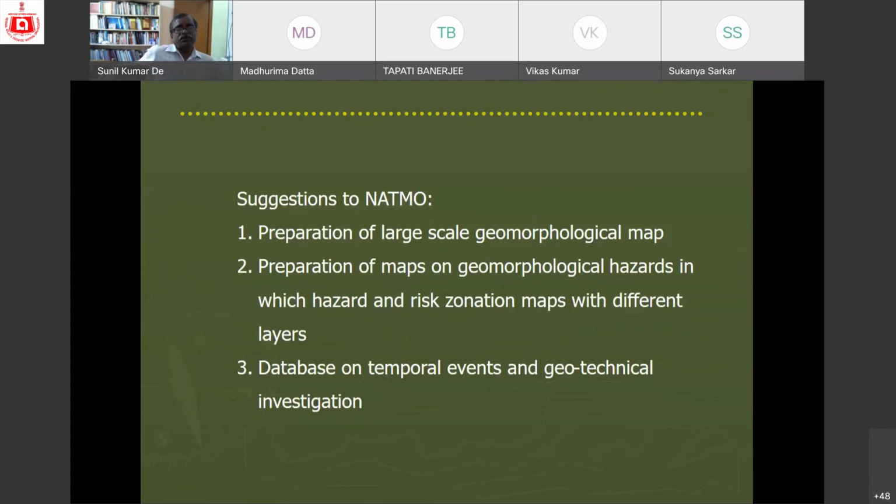Number two, preparation of different layers, from geomorphology, vegetation cover, land use, land cover, in order to prepare different hazard and risk zonation maps. So this may be a very good atlas. We can try just from one area. After that, we can proceed further. And at the end of that atlas, we can include the database on temporal events. Although for individual landslides, it will take a long time, at least some of the geotechnical investigations we can include with this one.